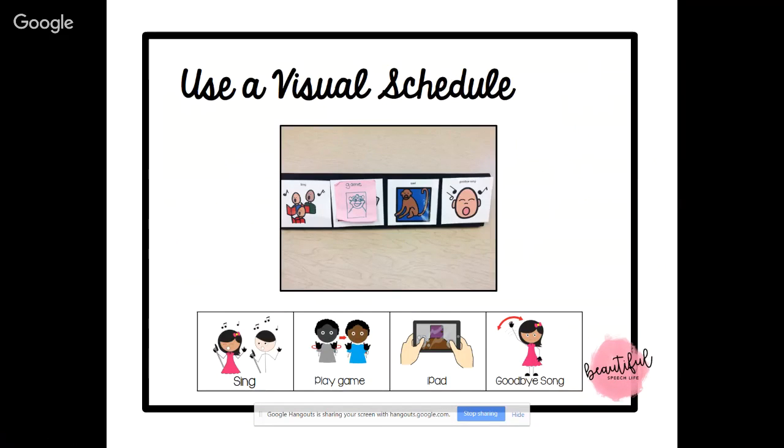Use a visual schedule. Super important, because when they hear us talk, a lot of times they're just hearing wah, wah, wah, kind of like the Charlie Brown teacher. If they are language delayed, a lot of the words they're not going to know, especially when we're talking in big long sentences. So pair it with some visuals, and then you've got a better chance of getting them to understand what's going on.